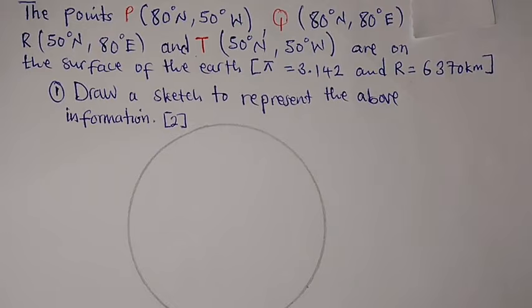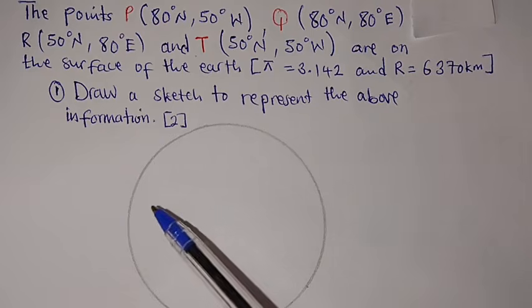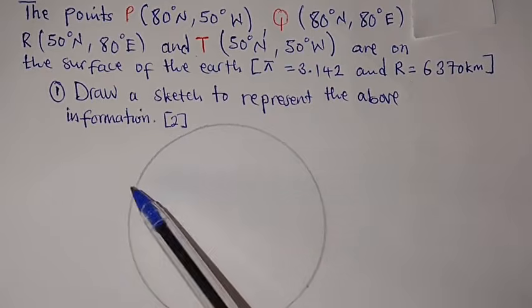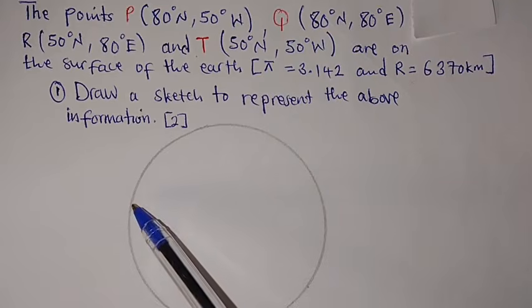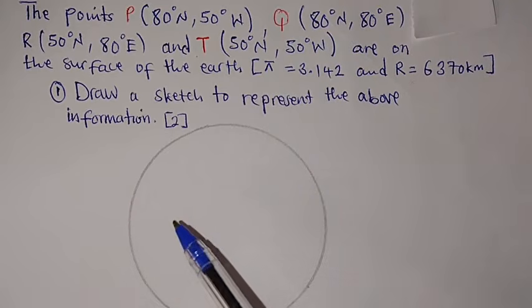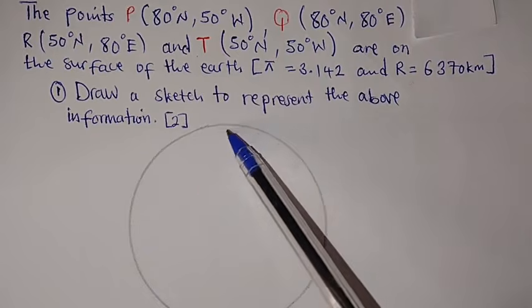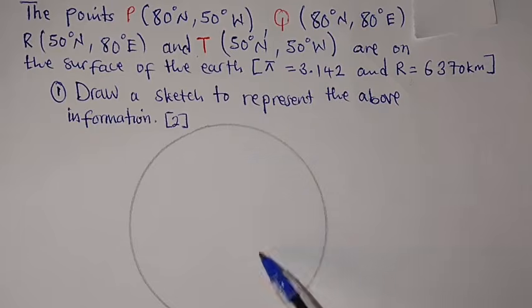So when you look at the lines of latitudes, they run in an east-west direction. So when I say east-west, they are running in this way. Okay, this is where latitudes are going to be placed. Then for longitudes, the lines of longitudes, they run in a north-south direction. So north-south direction like this.